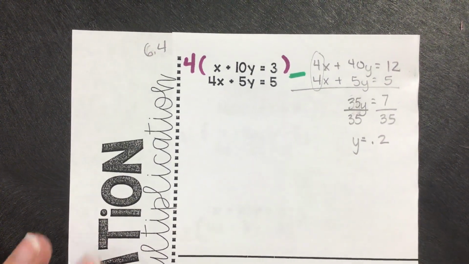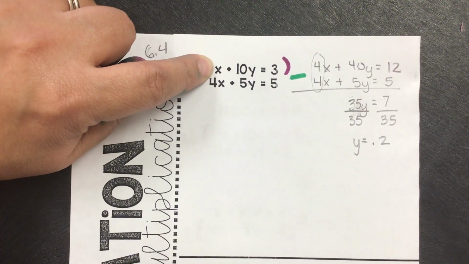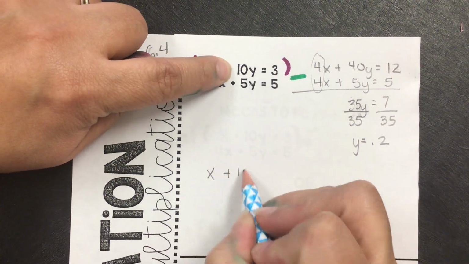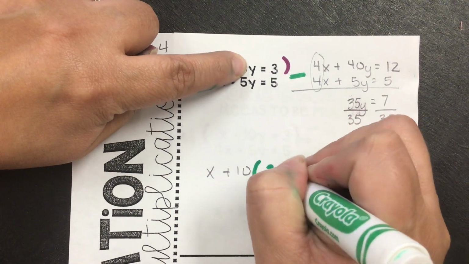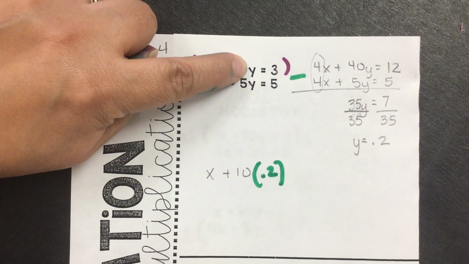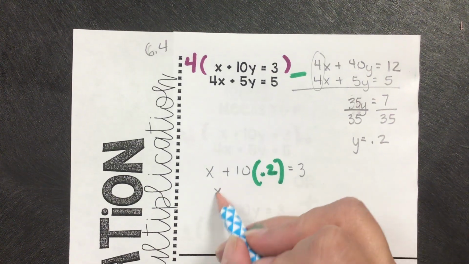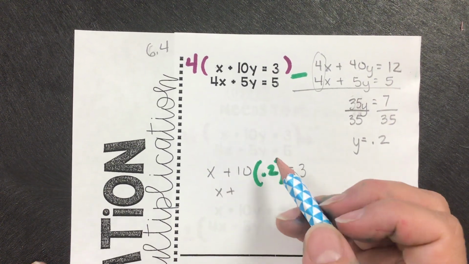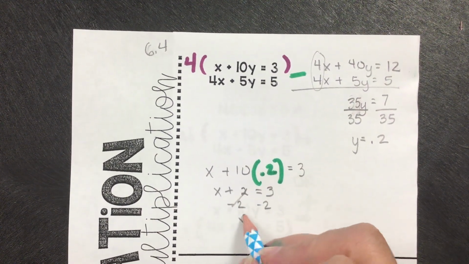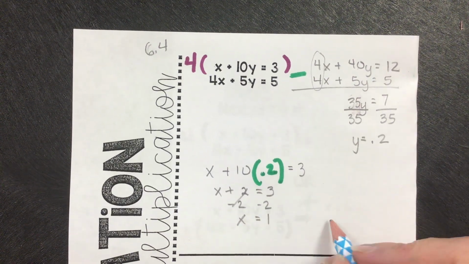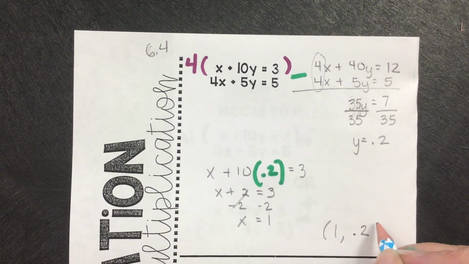Once you have your y value, you use that first equation. That's what I'm going to do, but it really doesn't matter whether you use the first or second equation. You're going to have x plus 10, but instead of writing the y value, we're going to substitute in the value of y, which was 0.2. And that equals 3. Now we got to multiply x plus, what is 10 times 0.2? 2. That is equal to 3. And then we subtract 2 from both sides, just like we were doing last time. X is equal to 1. And your ordered pair is 1 because the x goes first. And then comma 0.2 for your y value.